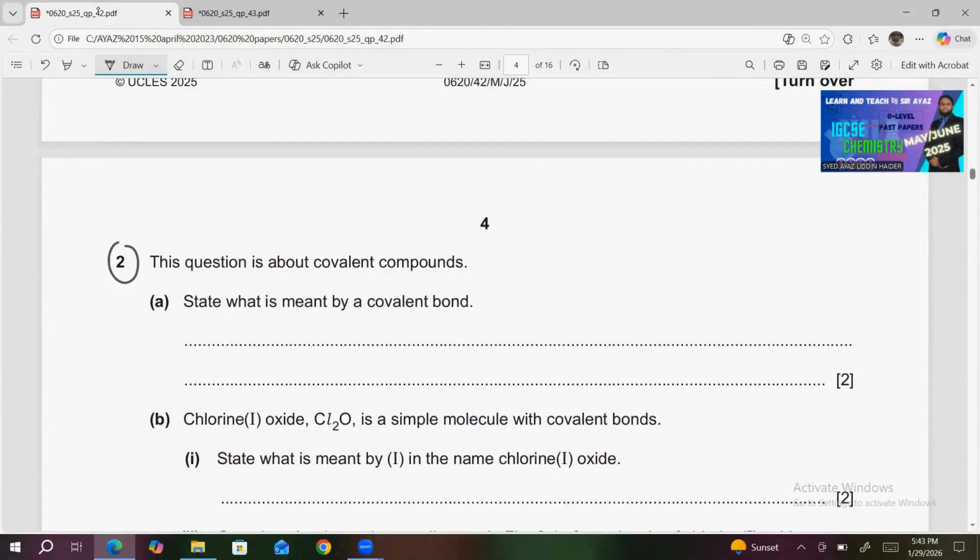Number 2. This question is about covalent compounds. A. State what is meant by a covalent bond. Now they are asking the definition of a covalent bond. So you have pairs of electrons shared between 2 atoms.